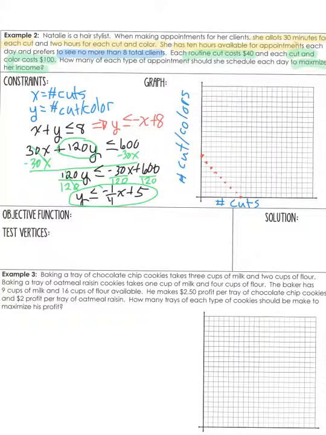And then I'm going to connect that with a solid line. And then it's less than, so my shading would be down here. And again, these are natural restraints because we can't have negative cuts in color. So then the green line starts at 5. And we have a slope of negative 1 over 4, so down 1 to the right 4.